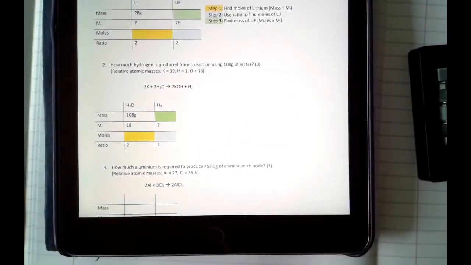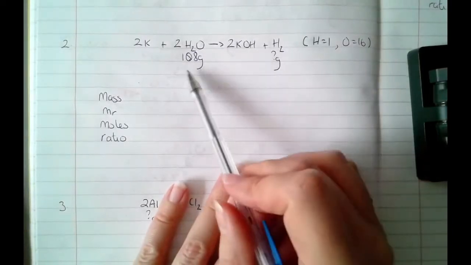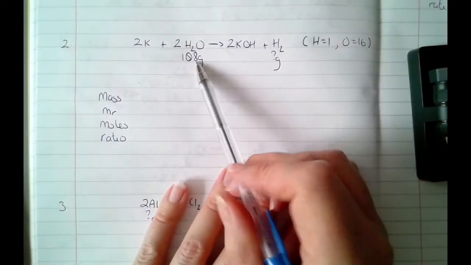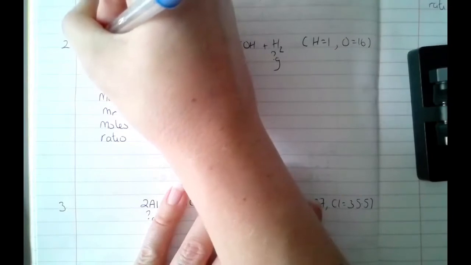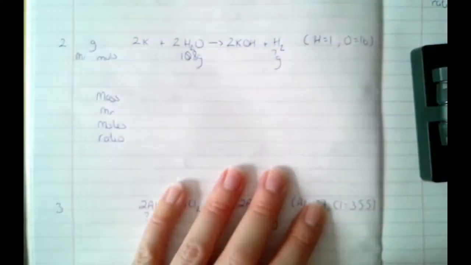The next question that I asked you to do, I'm looking at hydrogen, and I want to see how much hydrogen is produced from a reaction that uses 108 grams of water. So I've written this one out here. So I'm looking for hydrogen, and I have got 108 grams of water. So I'm going to start by drawing out my formula triangle again. G, Mr, moles, and I've already sketched out my table.